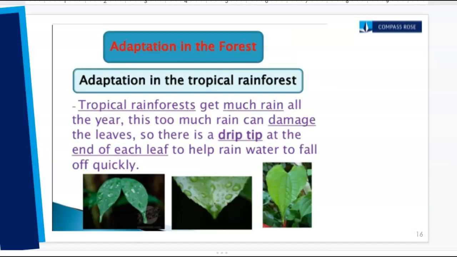Then we have our tropical rainforest. What we should remember about our tropical rainforest is that it rains a great deal, more than anywhere else in the world. And because of this, the plants have to form different leaves in order to be able to survive because the water causes damage to roots, causes damage to the leaves, and causes damage to the plants. So they have a drip tip, which you can see right here is this little pointy piece. So as the water falls, it is quickly able to run down and off of the actual leaf.